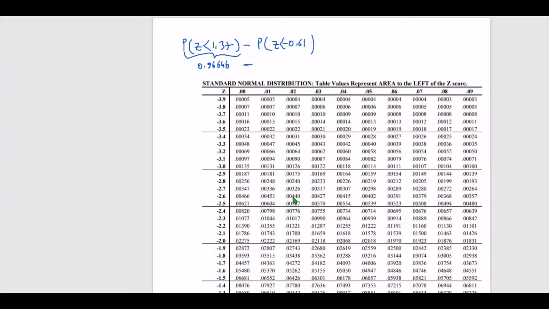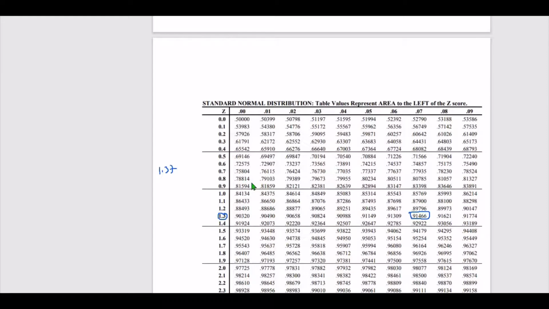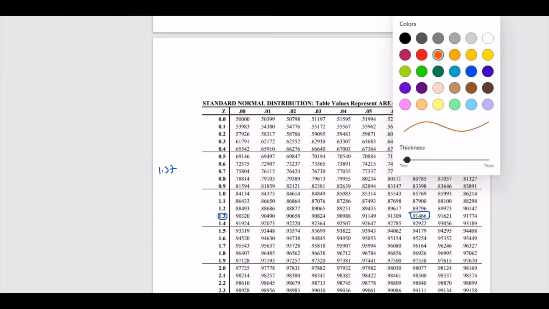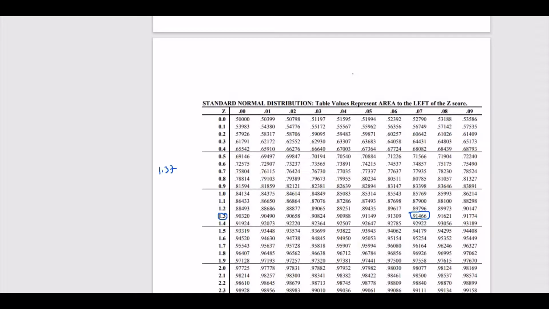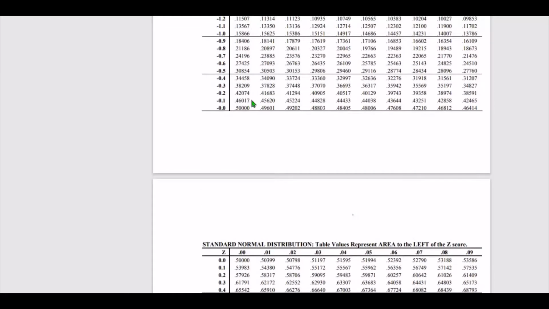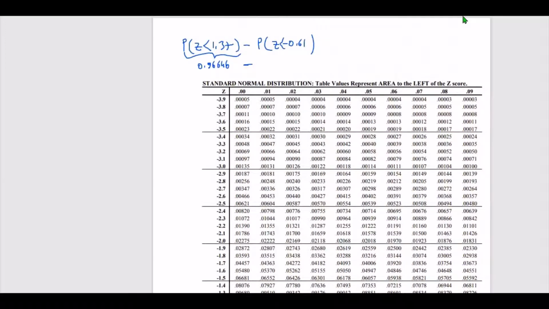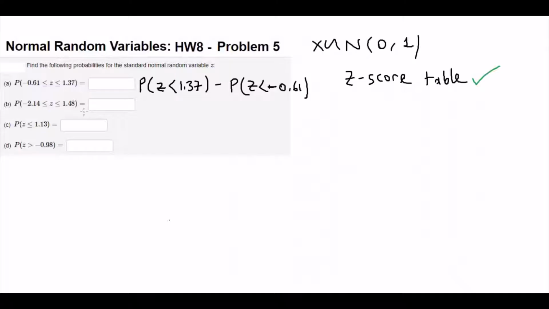And for the probability that z is less than negative 0.61, we go to negative 0.6 on this column. Let's use a different color. Negative 0.6 is here, because the columns go 0.0, 0.1, 0.2 through 0.9. So the probability that z is less than negative 0.61 is 0.2709. If you do this subtraction, you're going to obtain 0.6437. So that's the answer for part A.